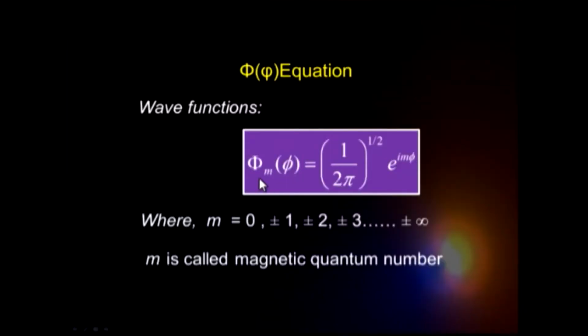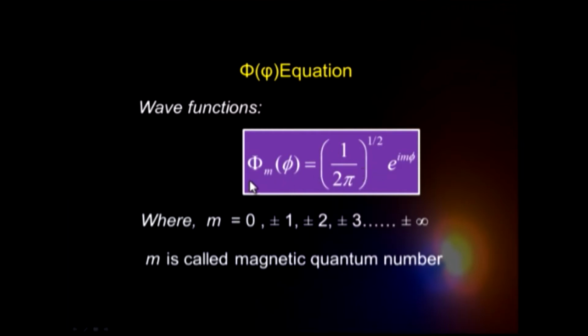Similarly, when I solve the differential equations, the R equation, theta equation, phi equation, I get what are called the wave functions as solutions. So when I am solving the phi equation, I get a series of wave functions which I call phi m, and all these wave functions depend on the variable phi, and they have an expression of this kind, 1 by square root of 2 pi, e raised to i m phi. We are not bothered about the expression here.